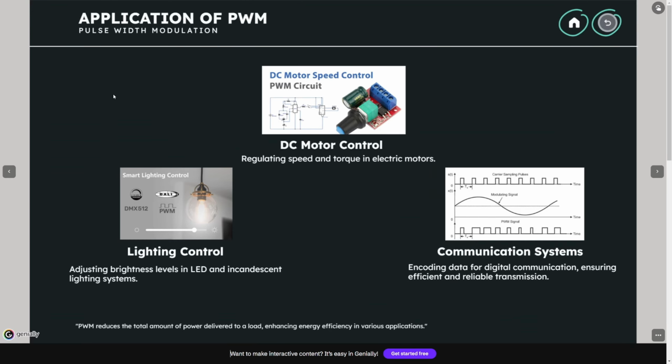So for the last part of PWM, what are the applications of PWM in real-world work?